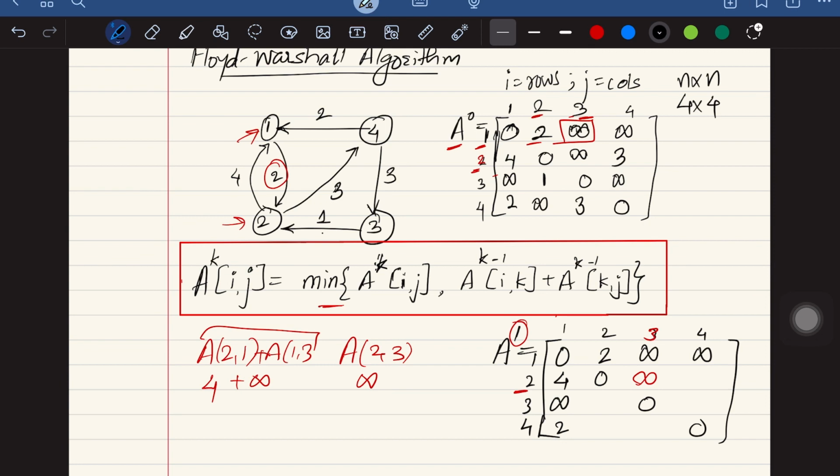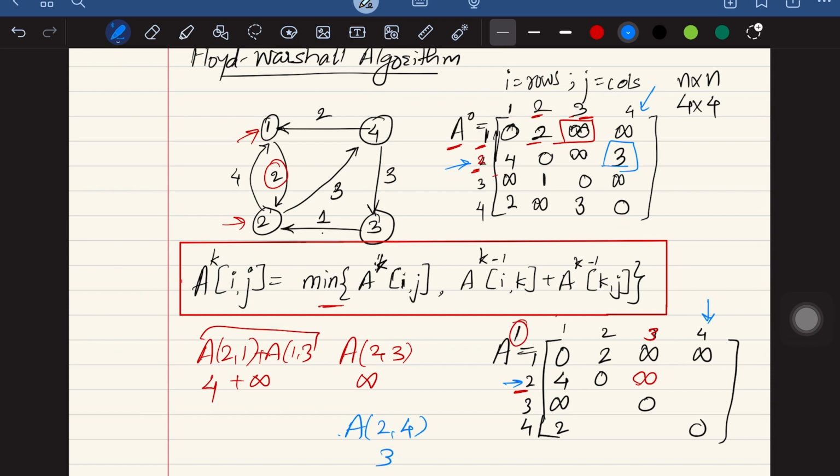Let's do another one. So you have 2 to 4. Let's look at our previous matrix. From 2 to 4, what is the distance? The distance is 3. Let's write that down. So we have A0 of 2 4, which is distance 3.